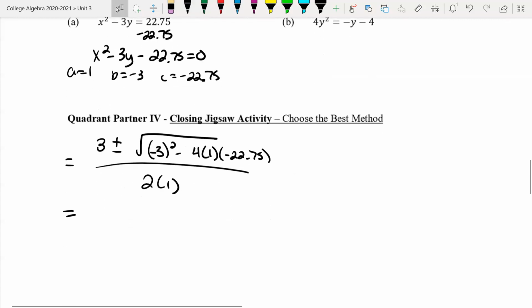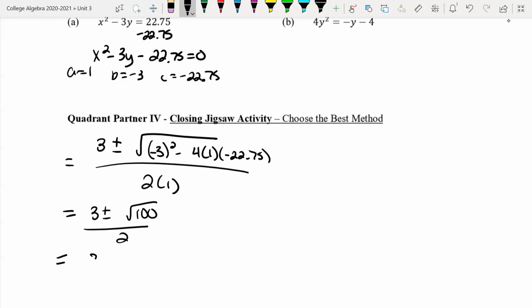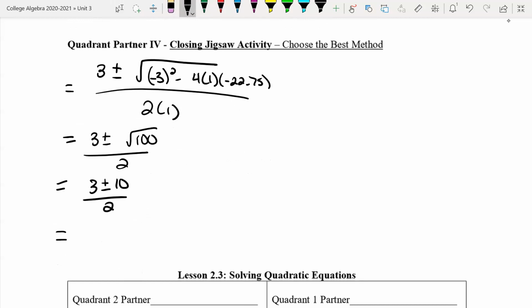So then we're going to simplify. So I get 3 plus or minus the square root of 9 plus 91, and you get that 91 whenever you take 4 times 22.75. So this ends up being the square root of 100 on the inside, divided by 2. So it's 3 plus or minus 10 over 2. So it's either going to be 13 over 2 or negative 7 over 2, because I do 3 plus 10 divided by 2, and 3 minus 10 divided by 2 to get my two answers.